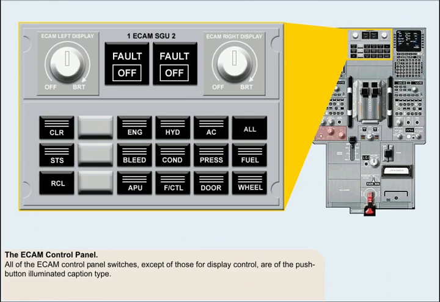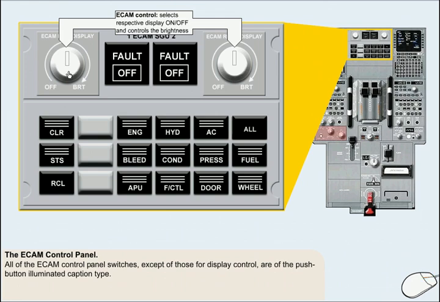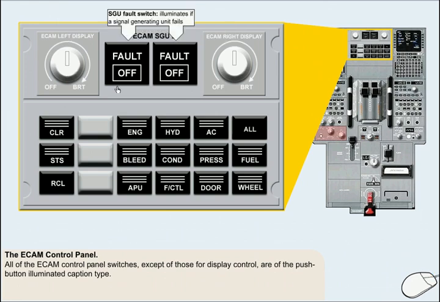The layout of the ECAM control panel is shown here. All of the switches, with the exception of those for display control, are of the push-button illuminated caption type. Moving your mouse cursor over each control or indicator will display its purpose. This concludes the Engine Instruments lesson.